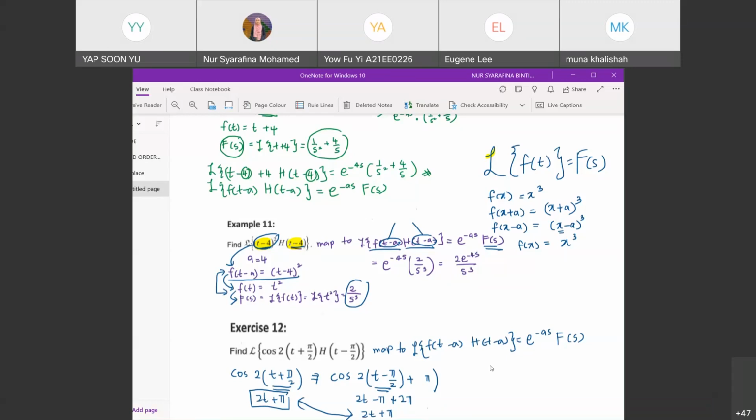Yes, in the function of cos. You don't want to change that. It is in the function of cos. Okay, so now what we need to do here, okay, clear or not?